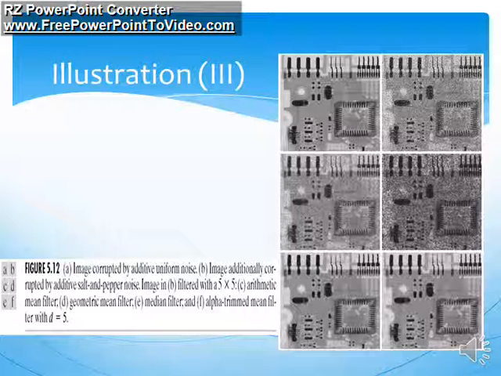Now this is filtered with a 5x5 filter, and in C the arithmetic mean filter has been used. For the D image, that means the fourth image, the geometric mean filter has been used. For the fifth image, the median filter has been used, and for the last one, the alpha trimmed mean filter with d equals 5 has been used. So you can see the quality of the last two images is much better than the previous ones, and the last image is mostly similar to the input image. So all the images can be seen very clearly.